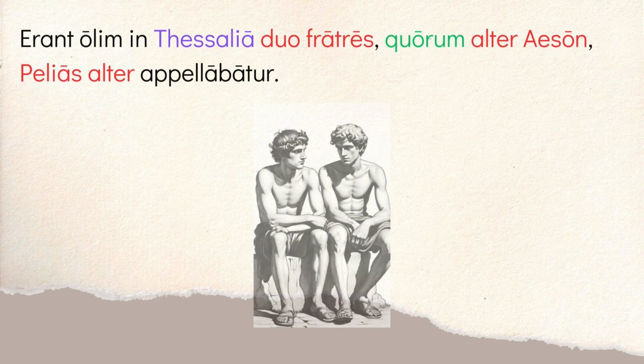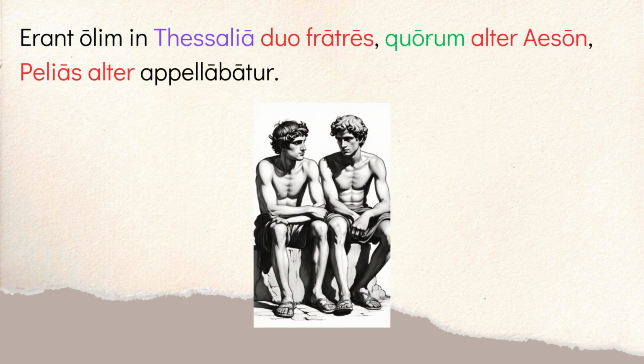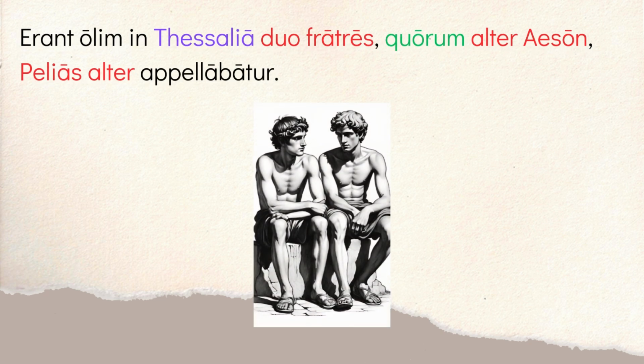Okay. So it starts like this. You have erant olim in Thessalia duo fratres, quorum alter Aison, Pelias alter appellabatur. Okay, so it's starting with olim, right? Once upon a time, right? Once, but I don't know. I think once upon a time is always a fun way to start. So go with whatever you need, right? But once upon a time, there were two brothers, right? Duo fratres, right? There's two brothers in Thessaly.